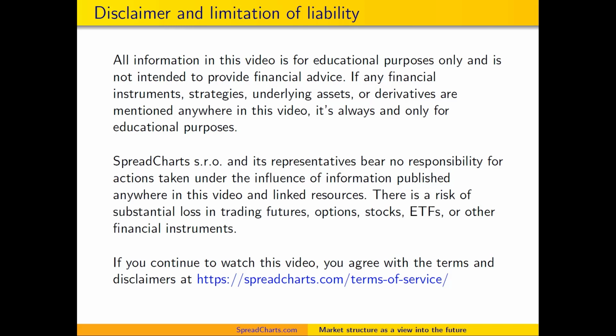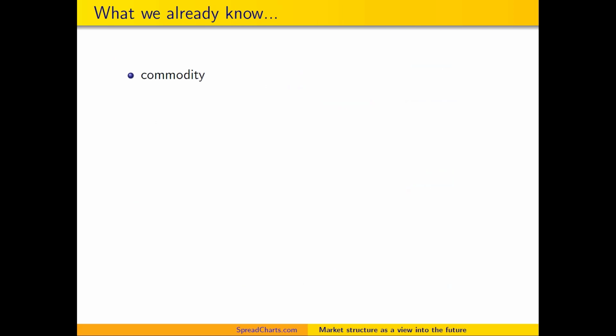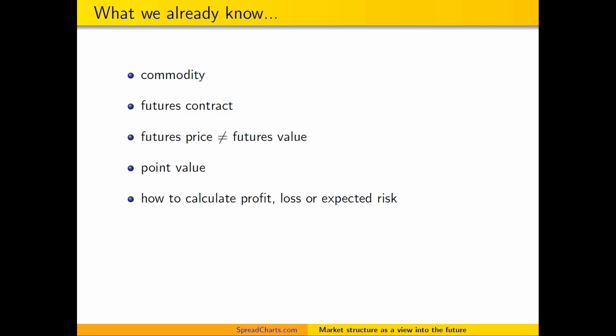The previous lesson was pretty intensive and full of new information for most of you, so let's briefly summarize what we know. We know what commodities are, how they are traded, what the futures contracts are, and various specifics of these contracts like an expiration date. We know that the price of the futures contract we can observe on the chart is not the same as the value of the contract. We know what the point value is, how it can help us calculate the expected profit or loss of some opportunity. We are also familiar with margin and leverage. Thanks to the margin account, we can trade huge futures contracts with relatively small capital.